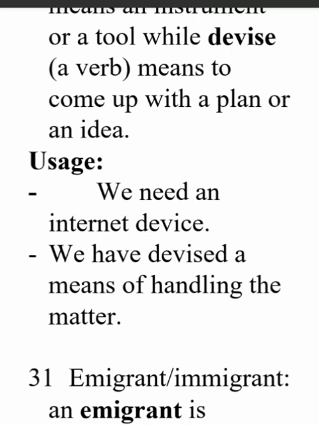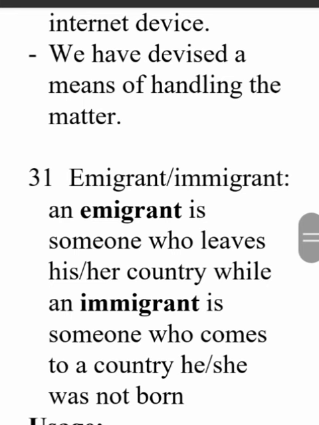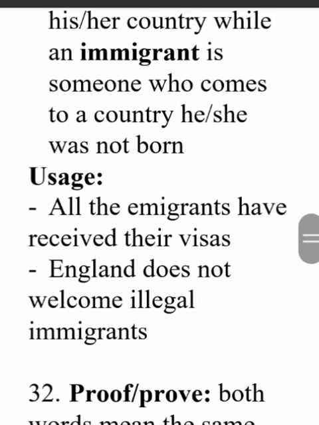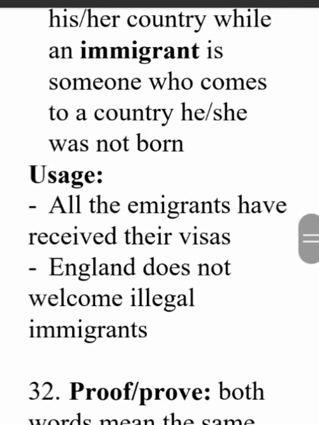31. Emigrant and immigrant. An emigrant is someone who leaves his or her country, while an immigrant is someone who comes to a country where he or she was not born. Usage: All the emigrants have received their visas. England does not welcome illegal immigrants.